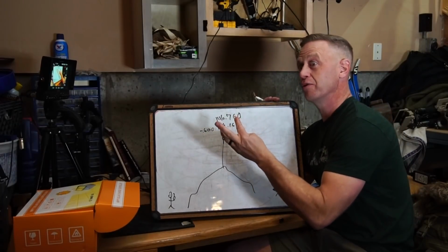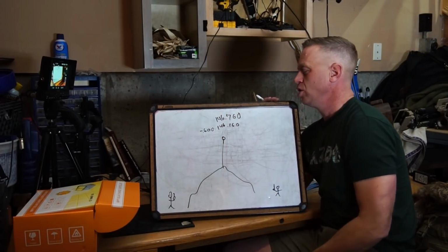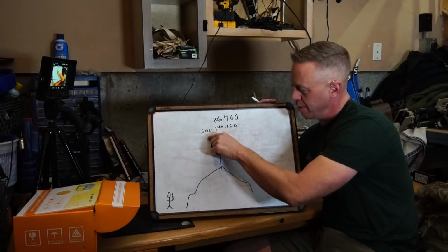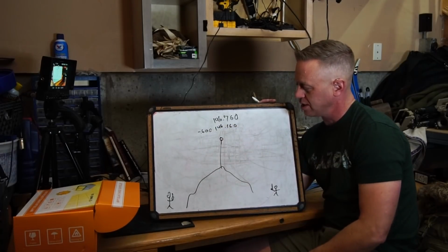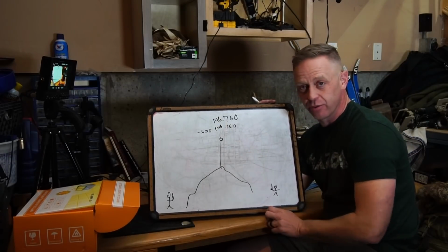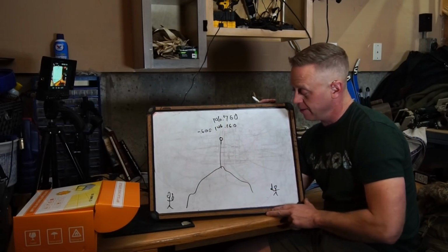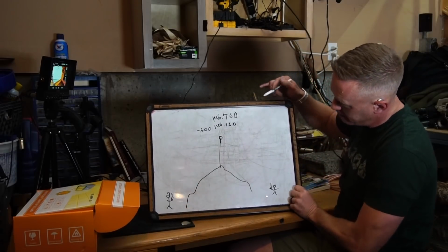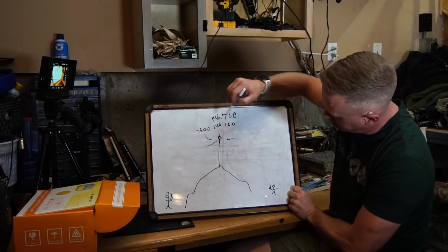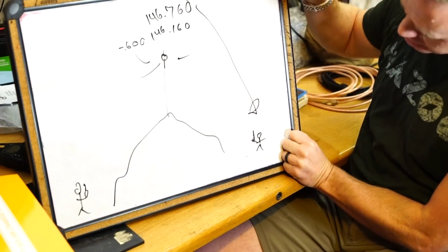7, 6, 5, 4, 3, 2. Yep, it's 1. So when he pushes his push to talk, it drops by 600 down to 146.160, and simultaneously, because it's a nice expensive repeater radio inside of there, it transmits out on 146.760. So that dude never has to change his radio.